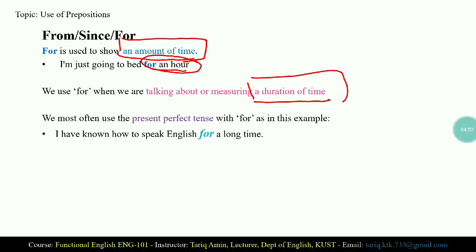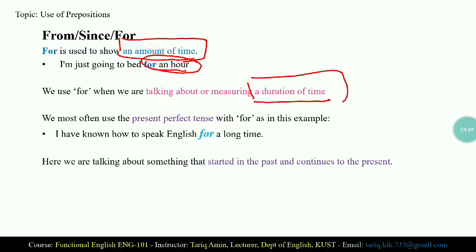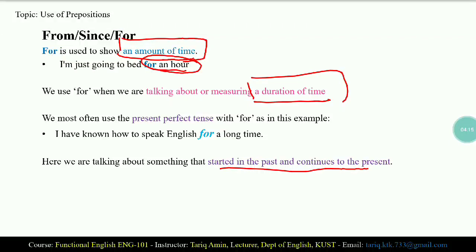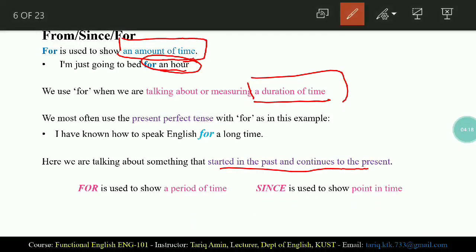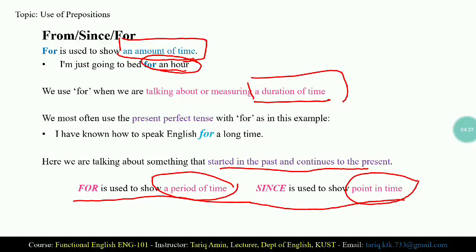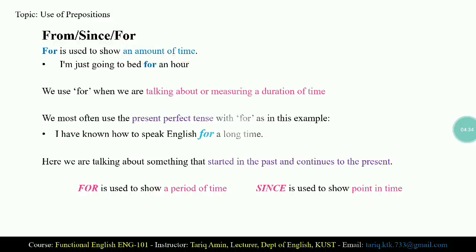I have known how to speak English for a long time. Here we are talking about something that started in the past and continues to the present. Okay, this is a very important point, and this must be kept in mind. For is used to show a period of time, while since is used to show a point in time. The difference between the two is that.